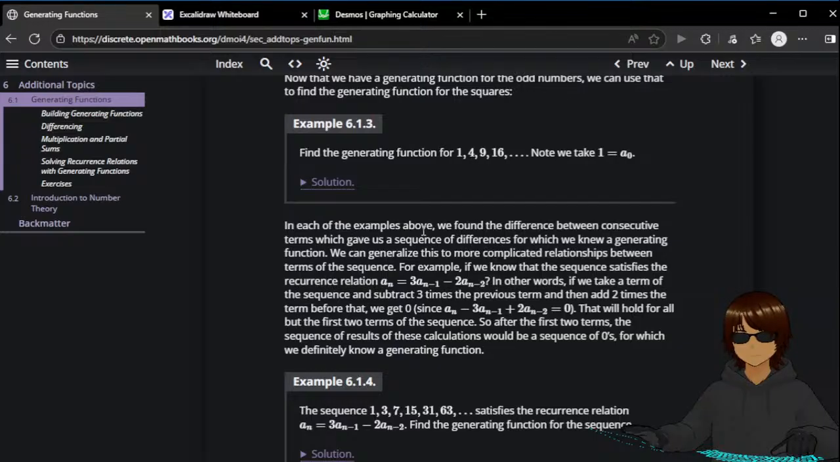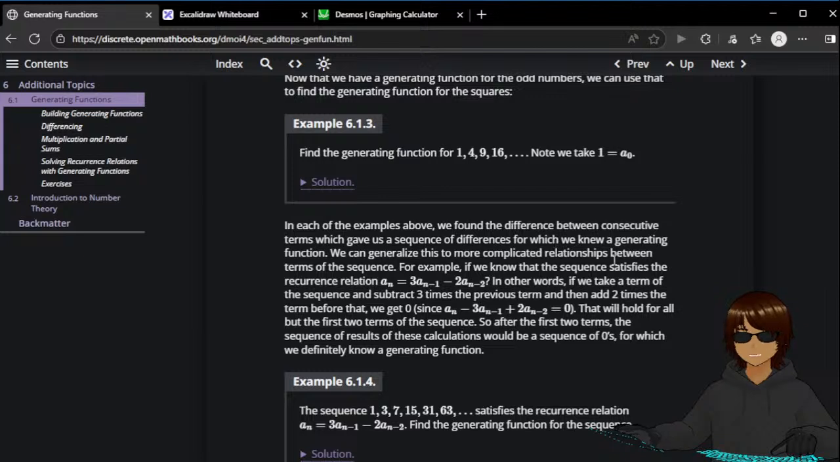In each of the examples above, we found the difference between consecutive terms, which gave us a sequence of differences for which we knew a generating function. We can generalize this to more complicated relationships between the terms of sequences.